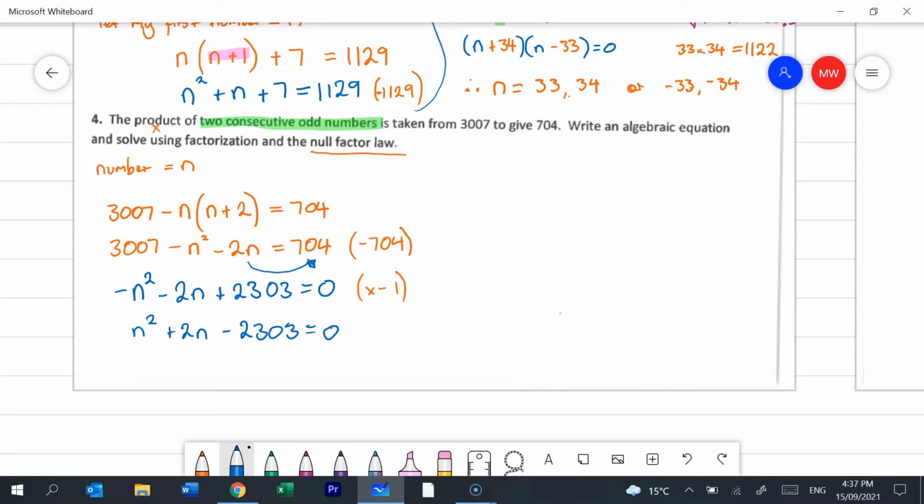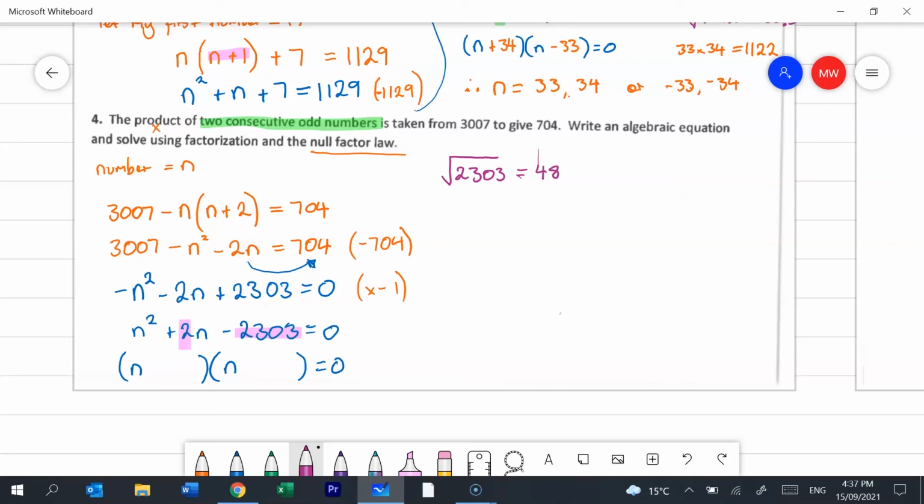Alright, we've got to factorize this again. So again, we know we're going to have n something times n something equaling nothing, to do null factor. And again, I need to find two factors of this that will make 2. Just like in the question above, I'm going to be looking for two numbers that are very close together. So there's probably a huge number of possible factors for 2303. What I'm going to do is square root 2,303 in my calculator, and that will give me the answer 48.